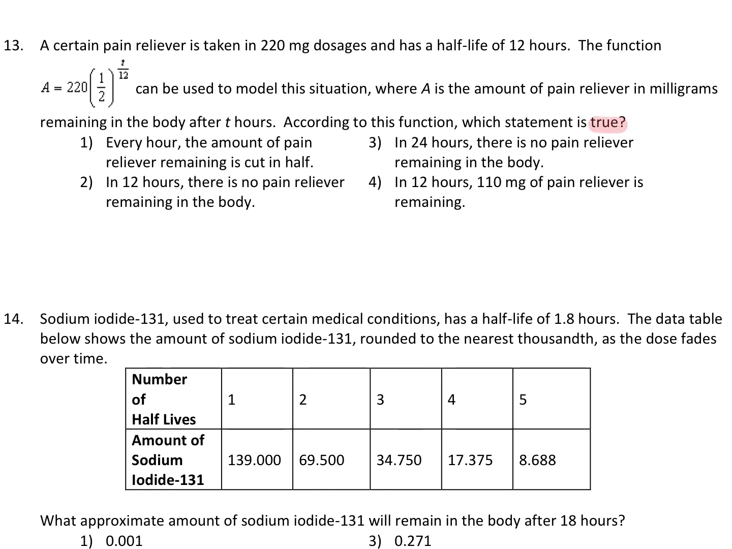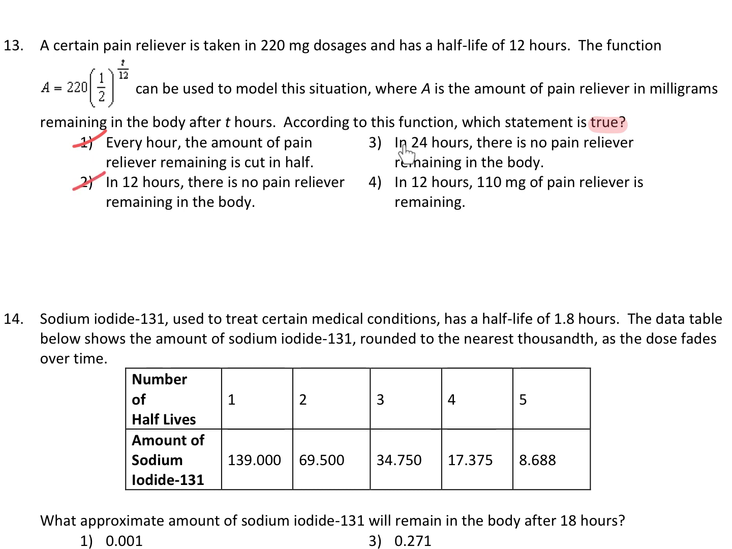All right, so let's see. Every hour, the amount of pain reliever remaining is cut in half. Well, if the half-life is 12 hours, that means every 12 hours, the amount will be cut in half. So choice 1 is not true. Choice 2: in 12 hours, there is no pain reliever remaining in the body. Well, that's not true either. In 12 hours, the amount of pain reliever is cut in half. So choice 2 is no good.